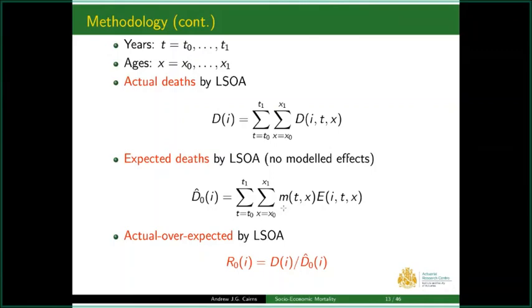The expected deaths, for each year and each age, will be the exposures for the LSOA multiplied by the national death rate. We add all of these up over years and ages to get our baseline expected deaths. Then we calculate the actual over expected at the level of the LSOA. So R0_i is the actual deaths divided by this basic estimate of the deaths.